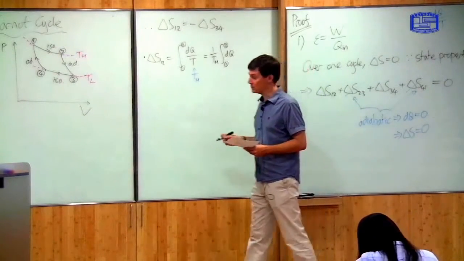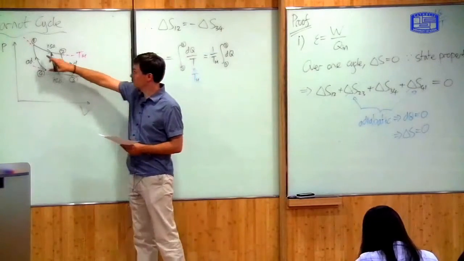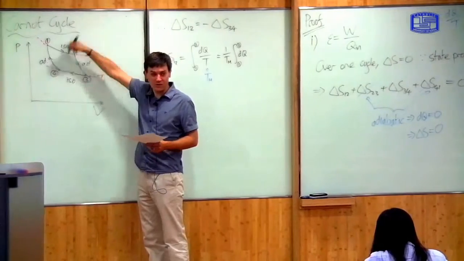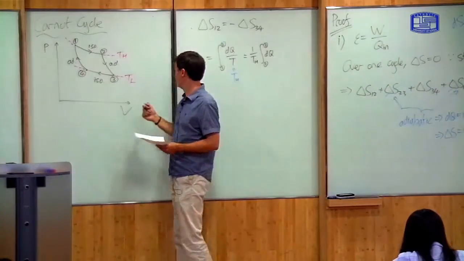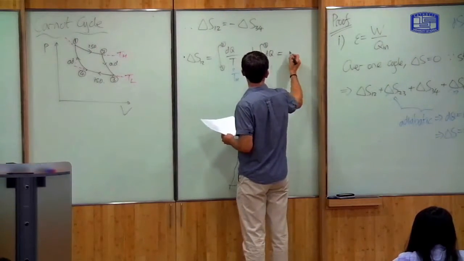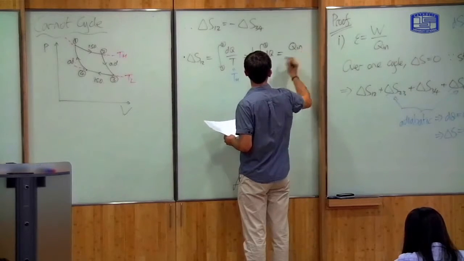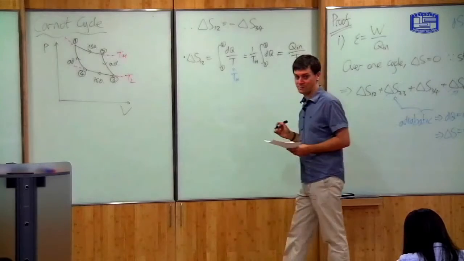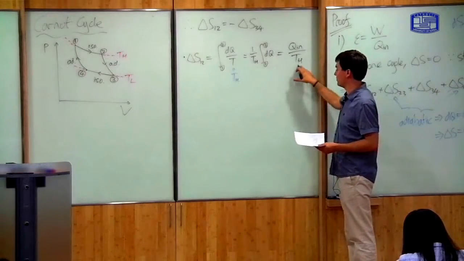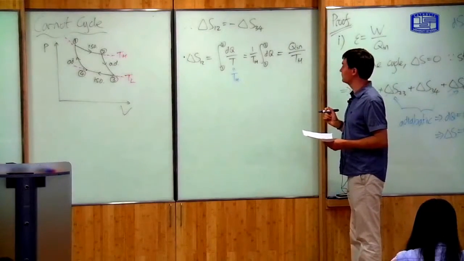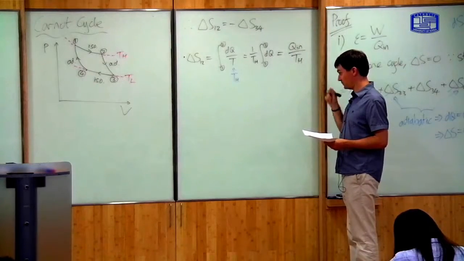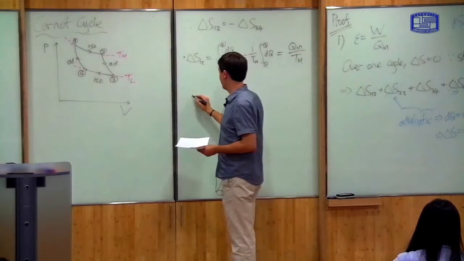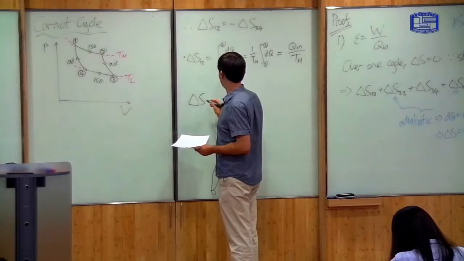And the heat which is transferred from state 1 to state 2 is simply all of the heat which has gone into the engine. Right? So this whole thing is equal to the total heat transferred into the engine divided by the temperature of the high temperature reservoir. And we get an analogous result for the other one.